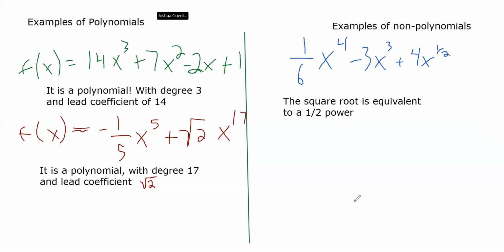Let's see another example. How about negative pi x to the 91st power minus 17 over x to the 5th plus 4x to the fifth power.